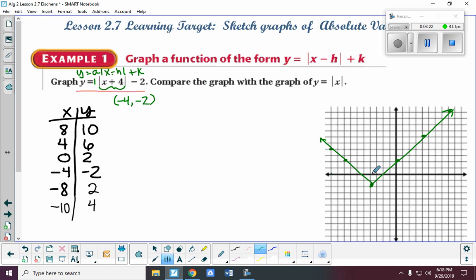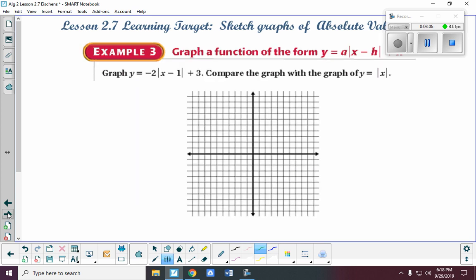So if we go back 4, down 2, sure enough, that was our vertex. And the slope on the right side is 1, up 1 over 1. Using that strategy, it's a little bit easier to graph than making the XY chart. So first we identify the HK, or your vertex. It's at positive 1, positive 3, and plot that point, over 1, up 3.